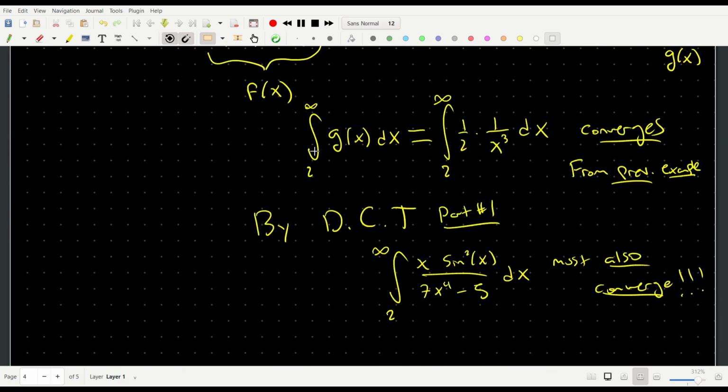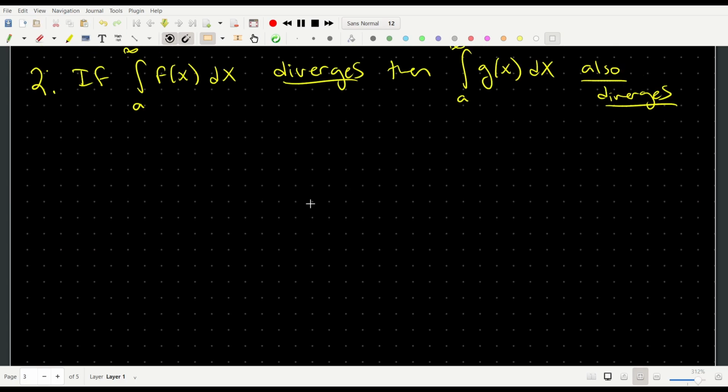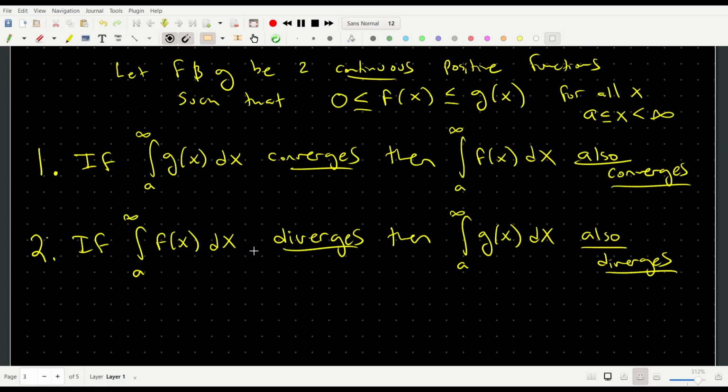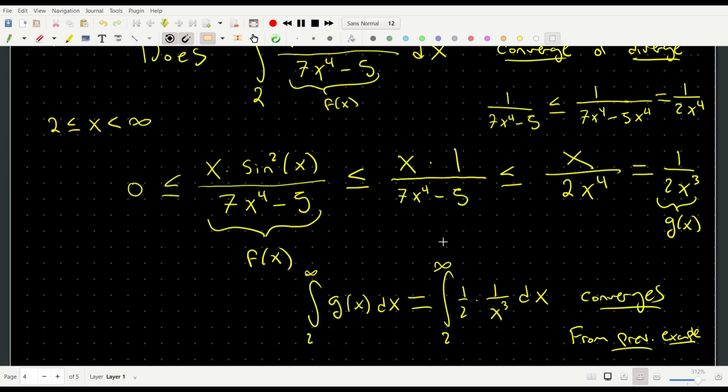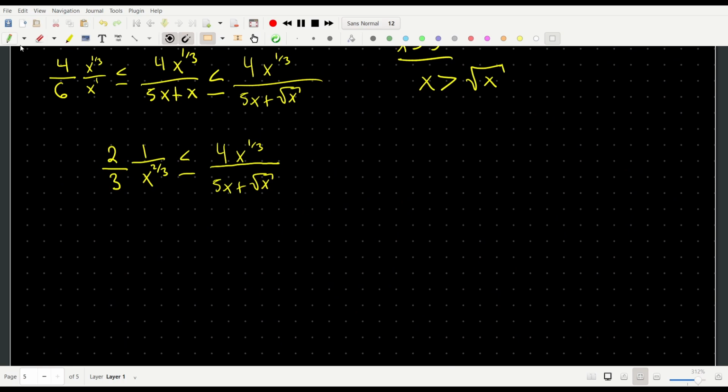And what's really important here is that we're applying the second version of the direct comparison theorem. We're trying to show that this diverges. So we found our lower bound, our f function, and the unknown function in the second part is our g function. The reason f of x is a good comparison function is because we already know what the integral is going to be from the example that we did at the beginning of lecture.